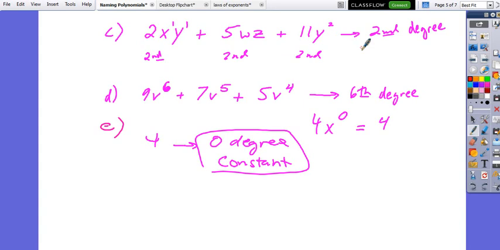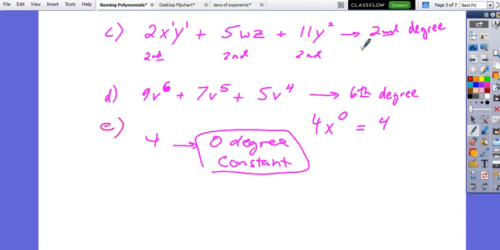We have 9b to the 6th plus 7b to the 5th plus 5b to the 4th. There's only one variable. That makes it super easy. This has got to be 6th degree because the highest degree of any of the terms is 6th degree. The last one is a 4. Might as well be 4 times x to the 0. X to the 0 is a constant. Anything x to the 0 is going to result in a constant. So 0 degree constant.